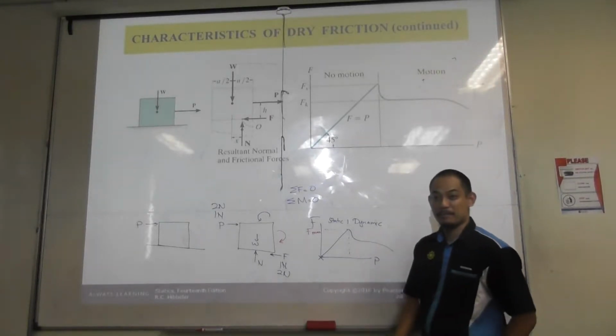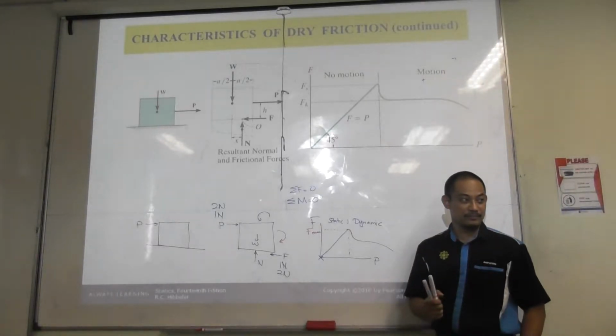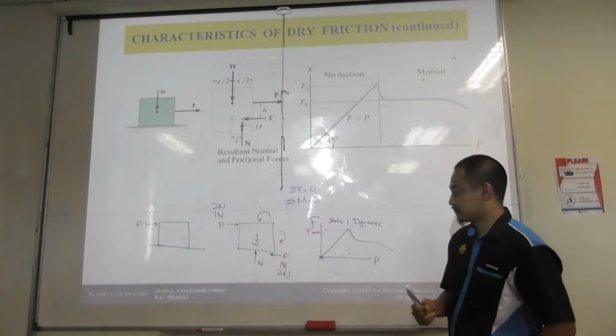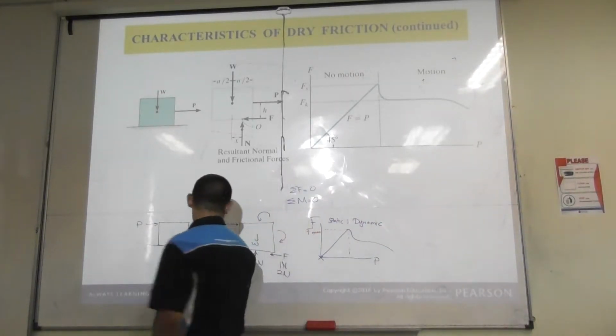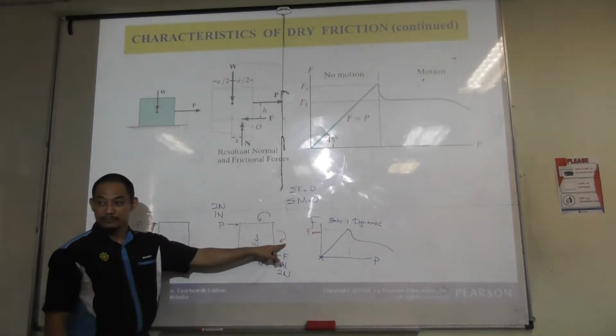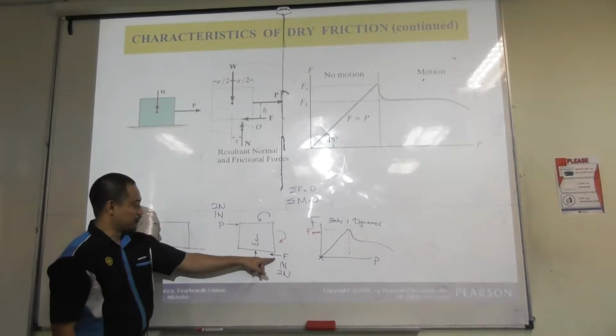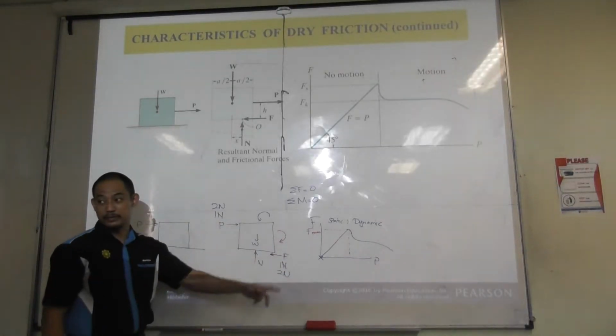So gravity. Friction. This friction is what is causing this one, right? You cannot say this one also provides this one, because this is what is causing the clockwise moment.